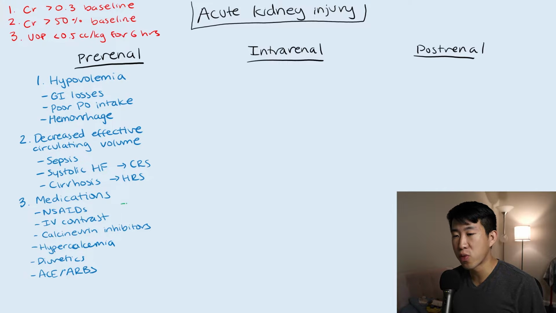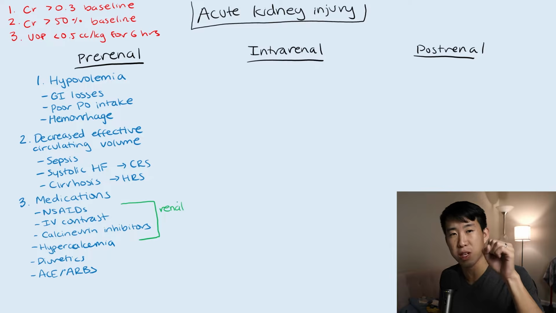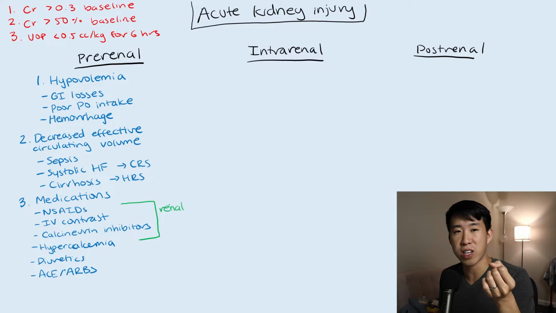So the big thing to note for these kind of first four right here, NSAIDs, IV contrast, calcineurin inhibitors, and hypercalcemia, is they all really mediate a prerenal AKI by renal vasoconstriction. Most notably, like for NSAIDs and IV contrast, they cause constriction of the afferent arteriole that's providing blood to the glomerulus. And so basically, you're constricting the blood flow to the kidney. Therefore, you get a prerenal AKI. For diuretics, it's pretty self-explanatory.